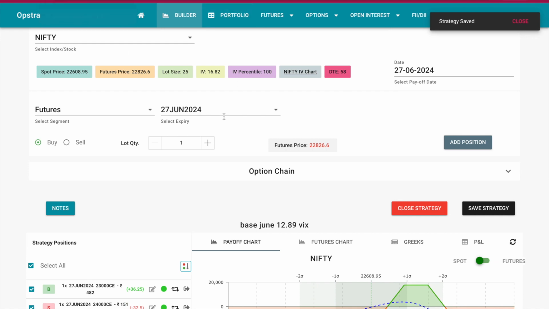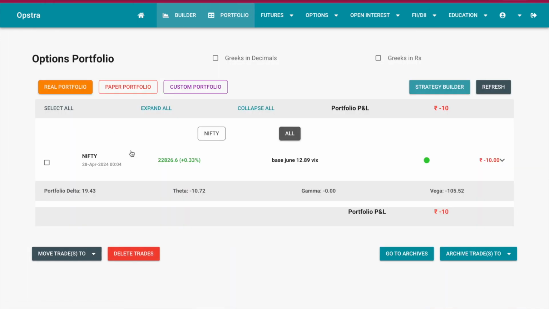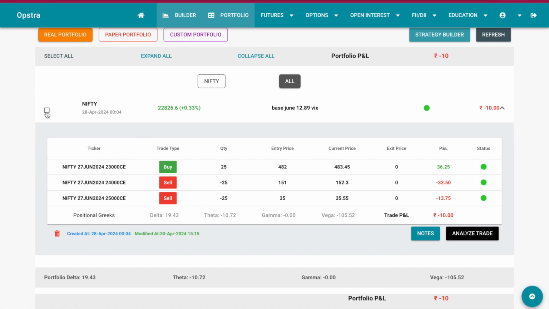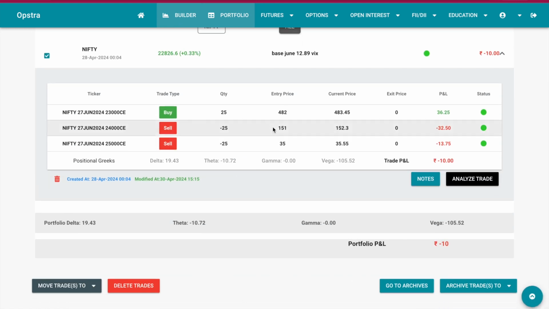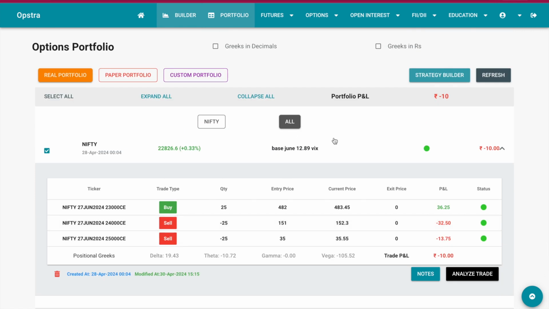Now what we'll do is duplicate this. We'll go to the portfolio and duplicate this. Okay, this is not getting duplicated. So this is my base, and now we'll create a reference strategy. So this is my base, and we'll have to create a reference. Again, we go to analyze trade.